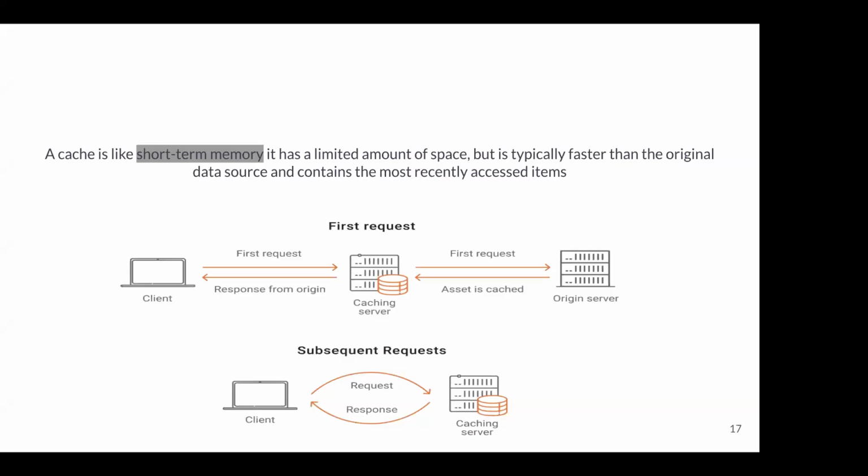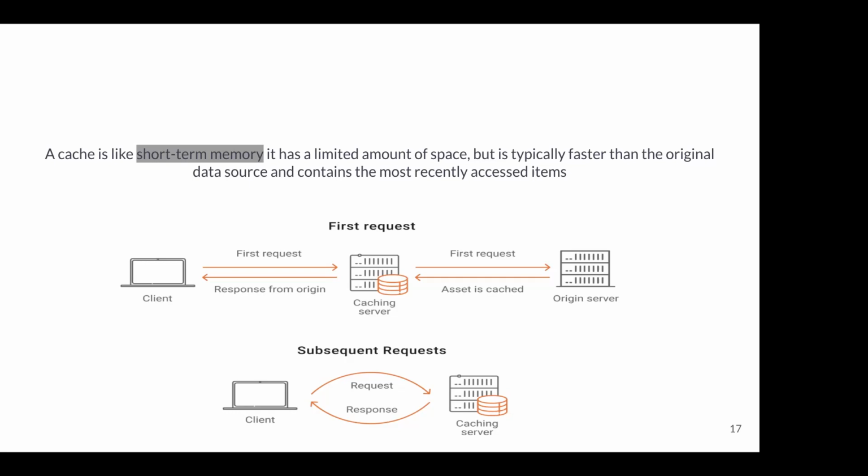So it's like a short-term memory. It has a limited amount of space, but is typically faster than the original data source and contains the most recently accessed items. But there are ways to tweak it. It cannot only be a short-term memory. You can have things stored in it for a longer time, and you can do a lot of customizations around it. But this is the default definition of what a cache has.